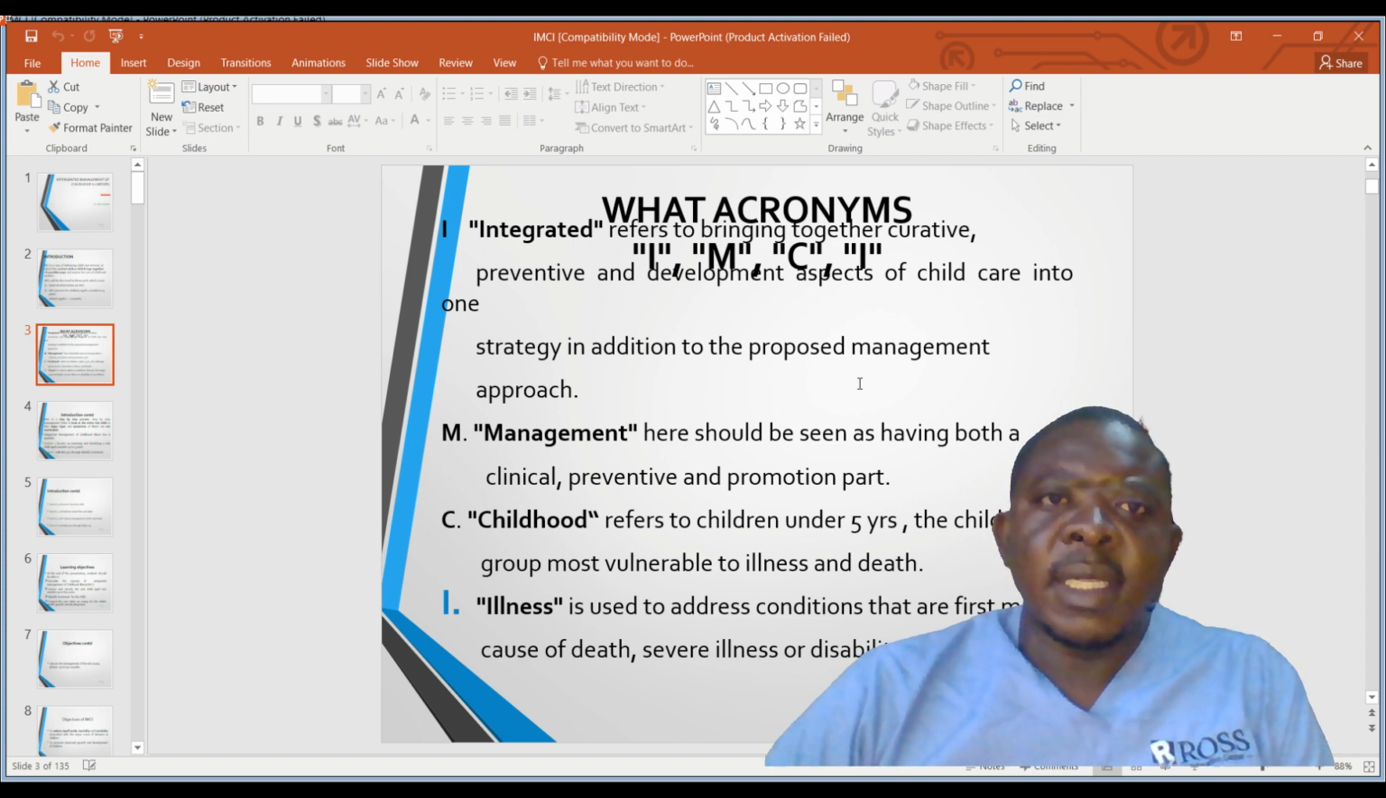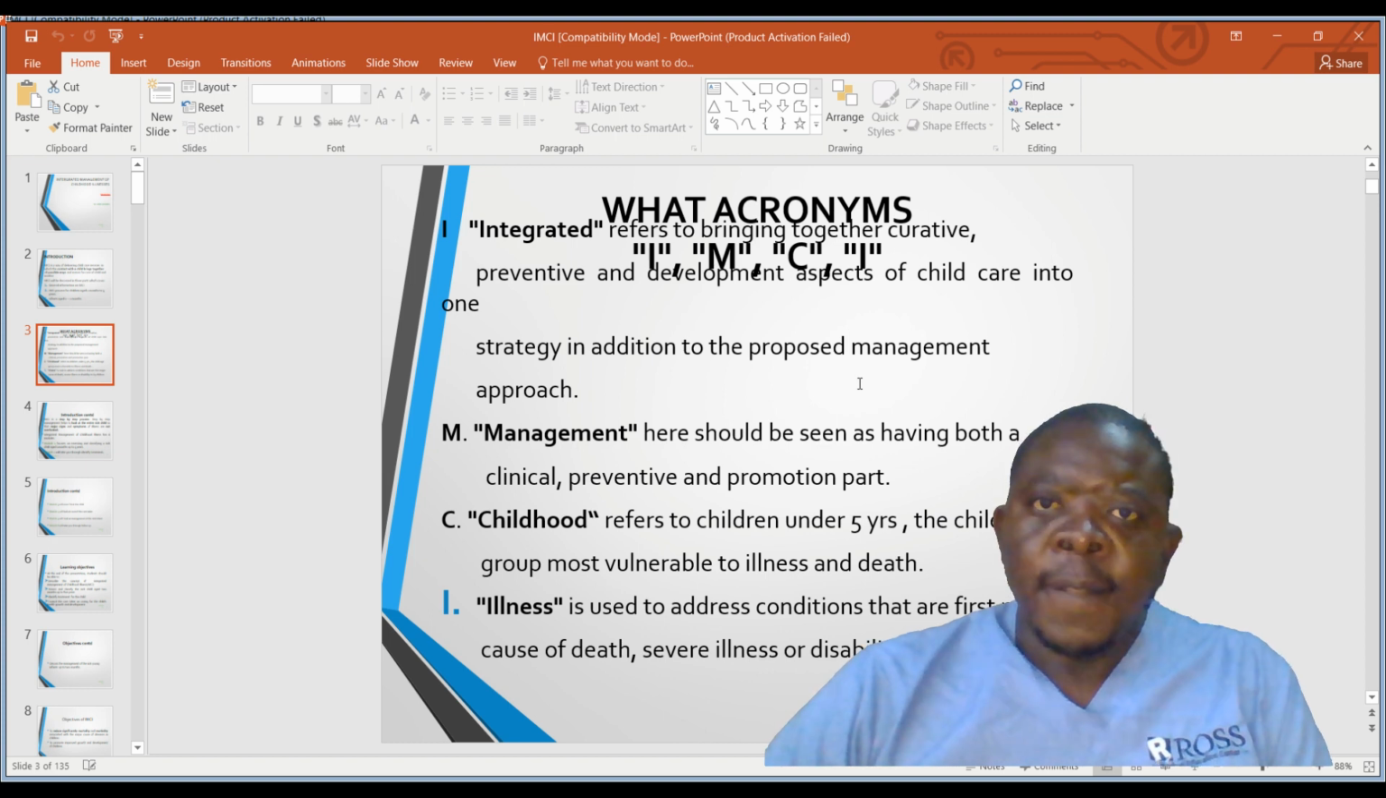Let us understand what the acronym IMCI stands for. I is for integrated, referring to bringing together curative, preventive, and development aspects of childcare into one strategy, in addition to the proposed management approach. M is for management. Here it should be seen as having a clinical, preventive, and promotive part.